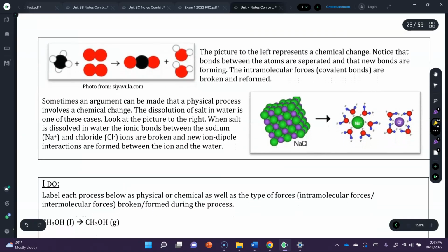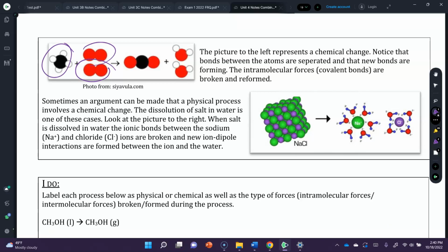The picture to the left represents a chemical change. Notice that bonds between atoms are separated and new bonds are forming. The intramolecular forces are broken and reformed. We can see that because the arrangement of all the atoms is different on the reactant side than the product side. So atoms are moving around and you're still having the same total number of each, but they are now attached or bonded to different other atoms.